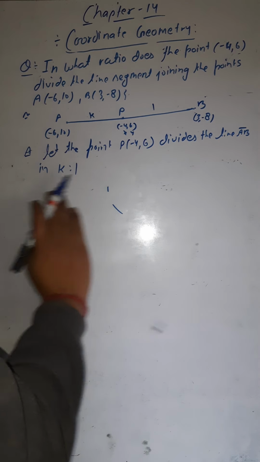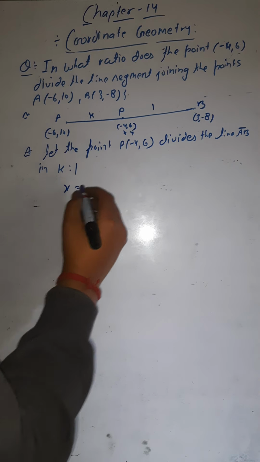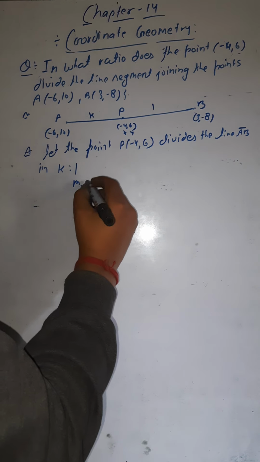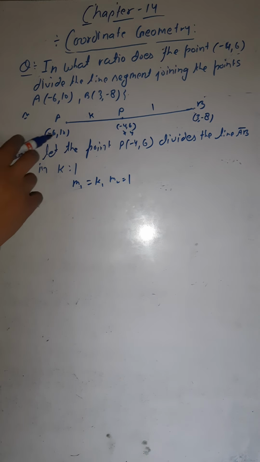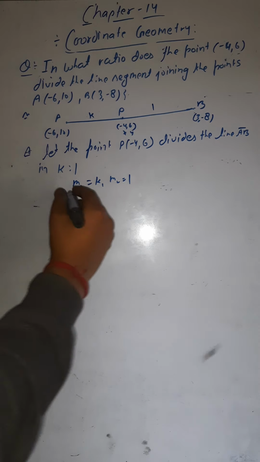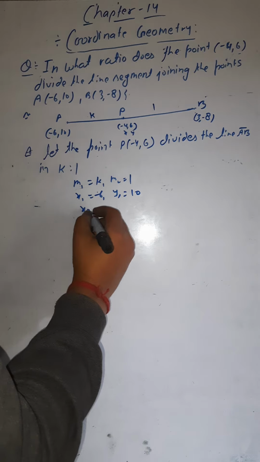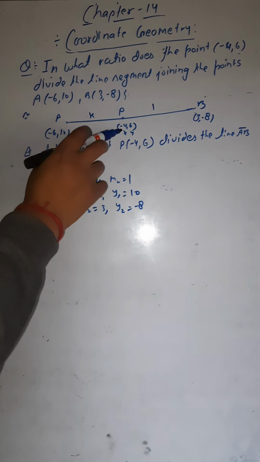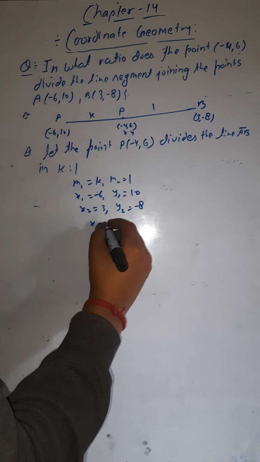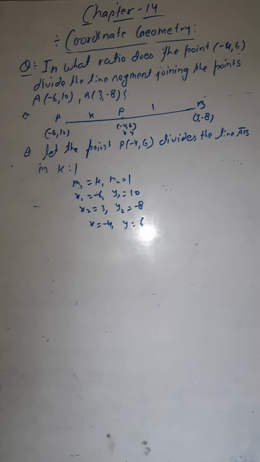Let me write it here. The X coordinate: m1 is K and m2 is 1, so the ratio is K is to 1. x1, y1 have been given as -6 and 10, so x1 is -6 and y1 is 10. Similarly, x2 is 3 and y2 is -8. The values of X and Y have also been given: X is -4 and Y is 6. Now I'm going to use the section formula here.